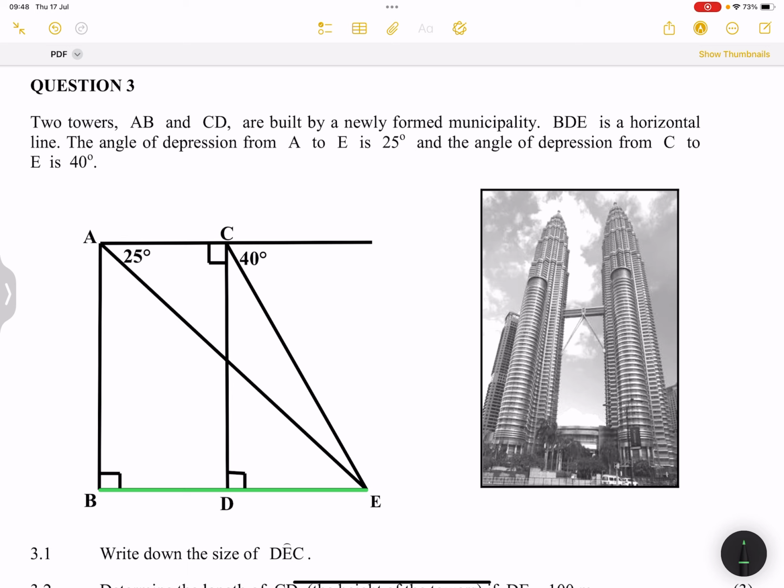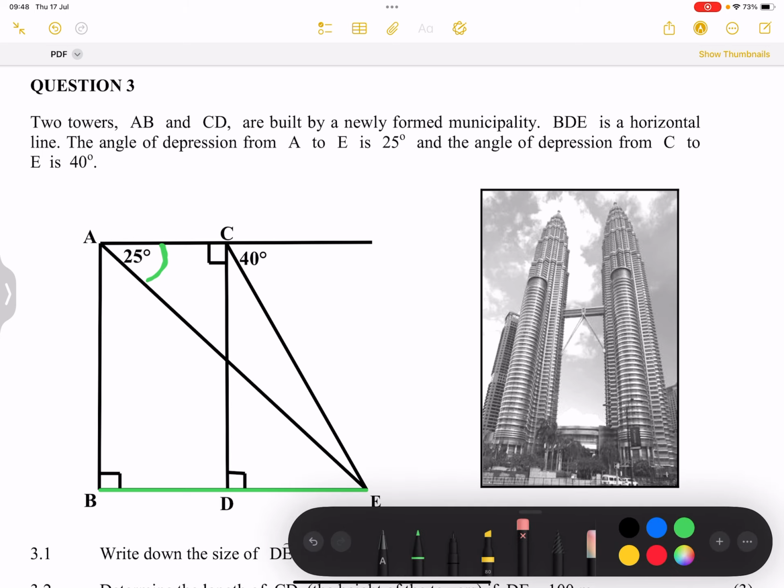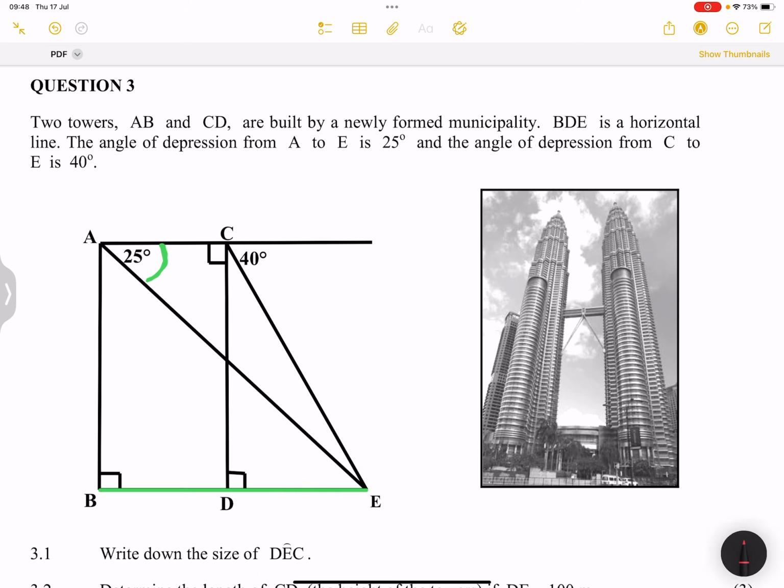So this is this one here, right? And the angle of depression from C to E is 40 degrees. All right, so this is that angle over there, right? Now notice, ladies and gents, what it seems to suggest in this case is that the two towers are actually equal in height. So whatever the height of the first one is should be equal to the height of the second one, right?